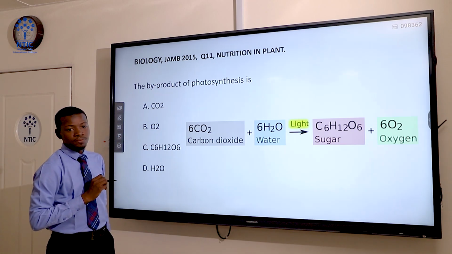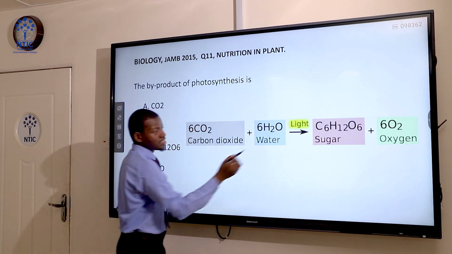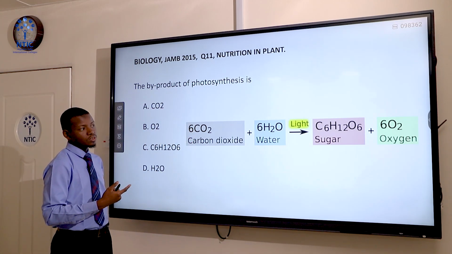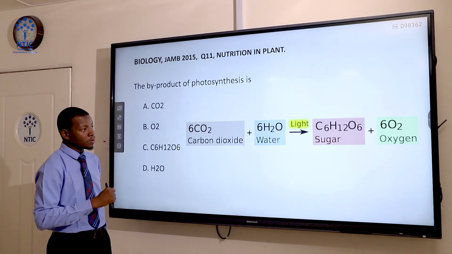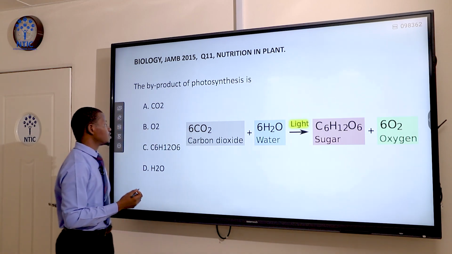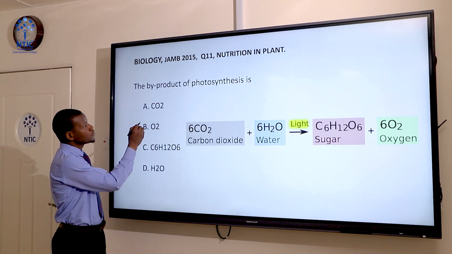The main product of photosynthesis is sugar, and it is the intended product. While the byproduct that is produced, not the primary product but the secondary product, is oxygen. So oxygen is the byproduct of photosynthesis.